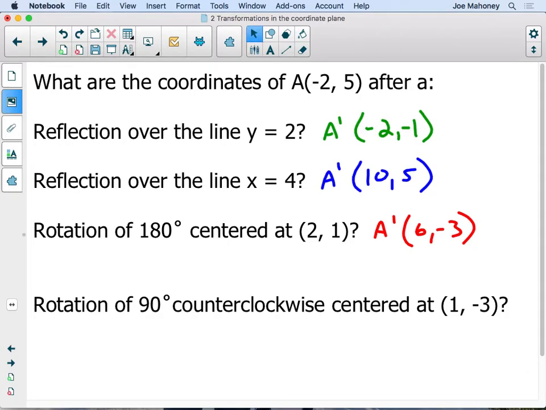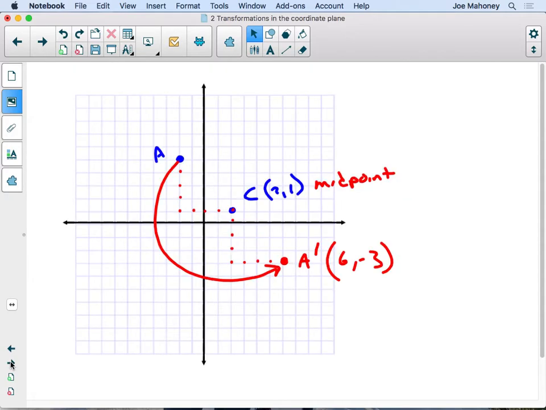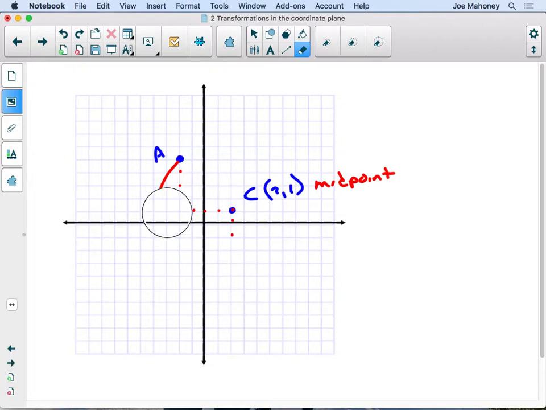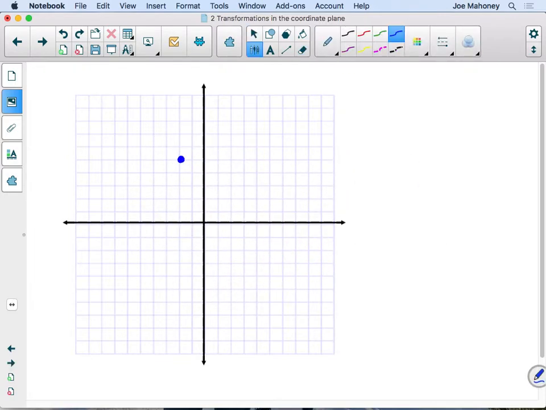Now our last one's a little bit trickier, but I think we're going to be okay with it. So the center this time is at 1, -3. Let me get rid of everything. I'll put point A back there. A is at -2, 5. Now I got the point 1, -3. I'm down here. That's my center point.